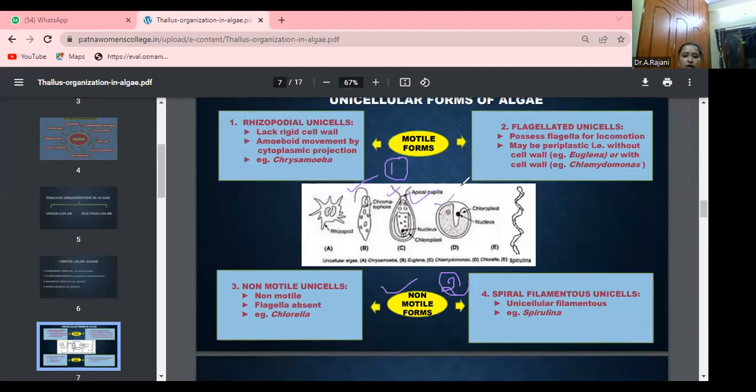This one is Chlorella, the best example. This is a picture you can observe, no? This one is called Chlorella. The second one, spiral filament. What is the plant body here? The structure is spiral. This part is the spiral. A unicellular filamentous body. The best example is called Spirulina. What is the best example? Spirulina. Next one. Next slide.